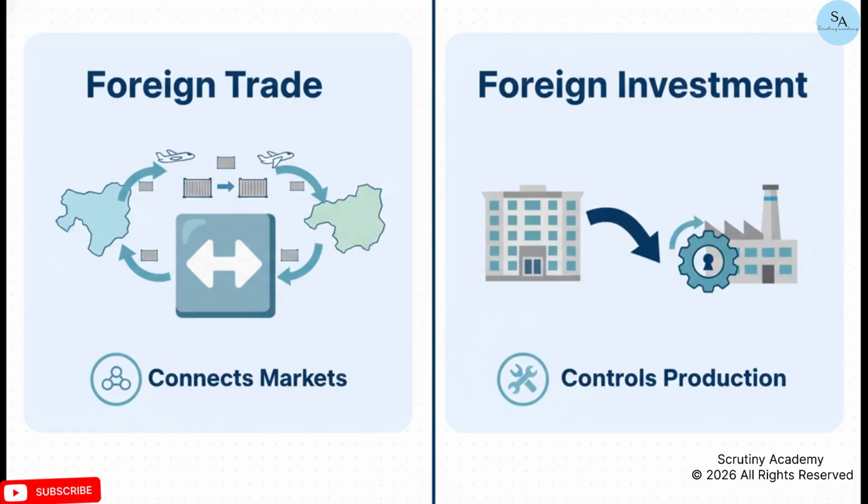All right, let's clear up something that trips up so many students. The difference between foreign trade and foreign investment. They sound similar, but they're not. Foreign trade is just, well, trade. Buying and selling goods between countries. It connects markets. But foreign investment is different. It's when an MNC actually spends money to buy stuff in another country. Land, buildings, machines. See the difference? Trade connects, but investment controls. Investment is about owning a piece of the action. Do not get these two mixed up.